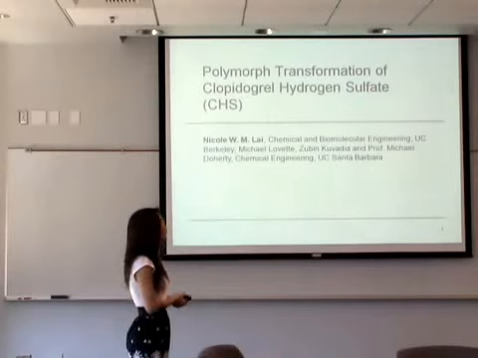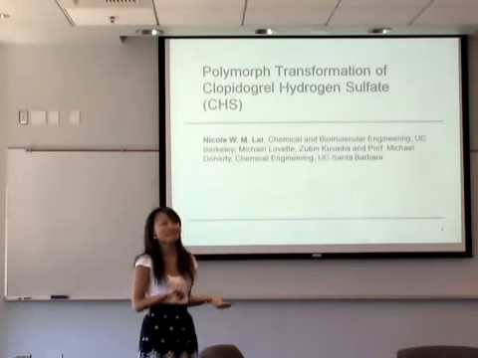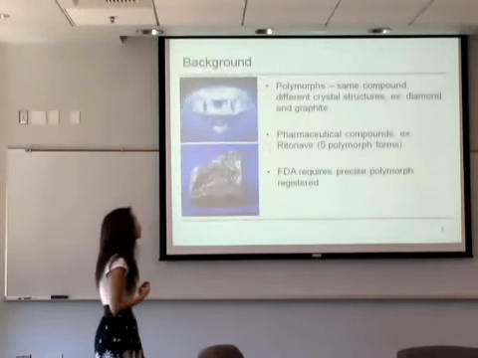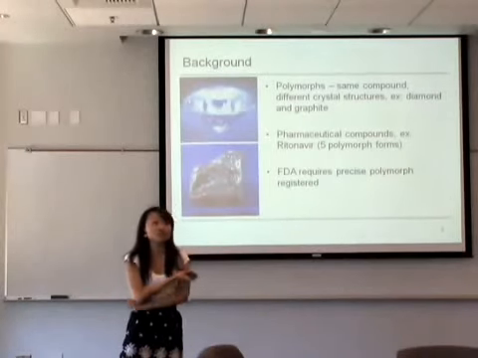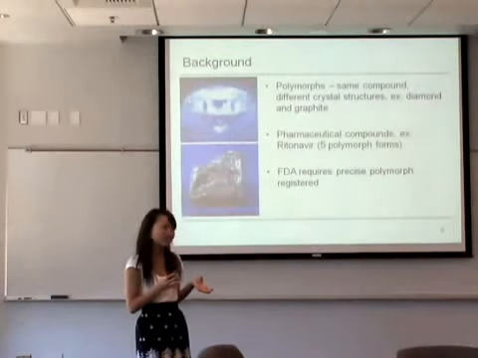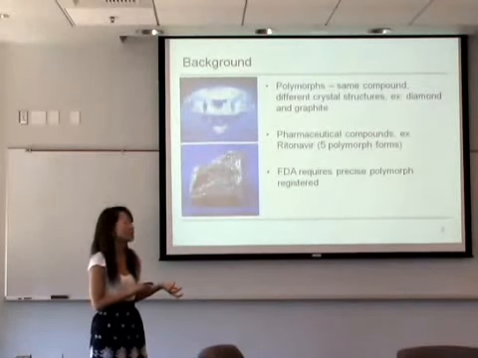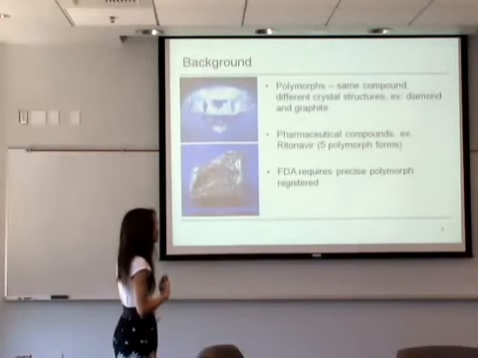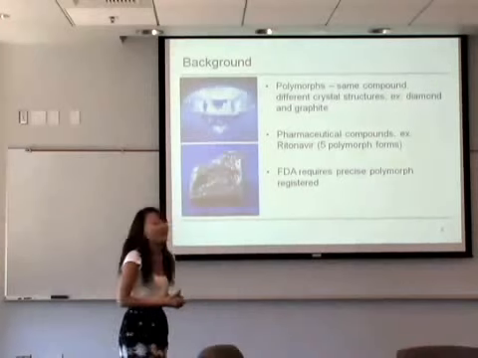And I work for Professor Michael Doherty on this project named Polymorph Transformation of Clopidogrel Hydrogen Sulfate. So let me give you a little background on polymorphs. Polymorphs are the same chemical compounds that have different crystal structures. An example would be diamond and graphite, which are not completely, but they're very different from each other. They have different properties, as you can see right here.